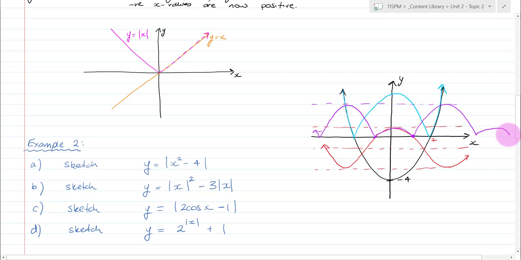But if you can sketch the original function, drawing the modulus function is trivial. You just have to flip all the negative bits up. So I encourage you, if you ever have to sketch one of these in the exam or anything like that, just draw the original function, then flip it up. That's the easiest way to do it. Any questions? Those x-intercepts are really important. They're your critical points.